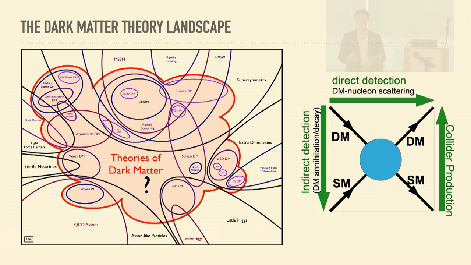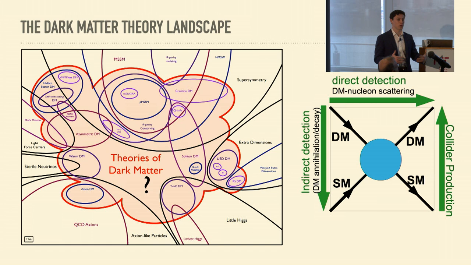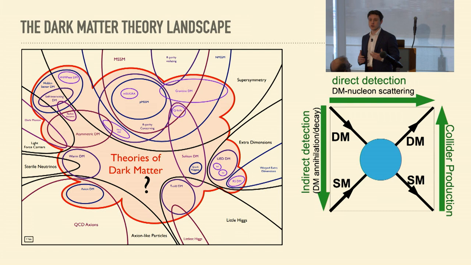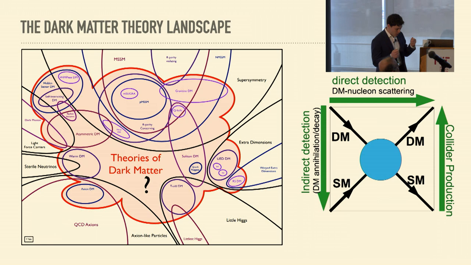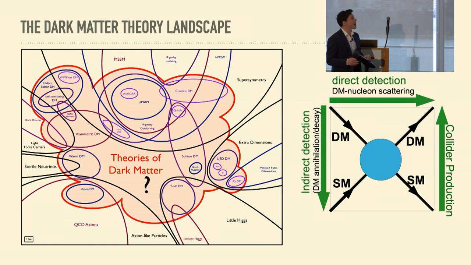But on the other hand, if you look at the plot on the left, and I don't want you to try to extract any individual meaning from these colored contours, this is trying to illustrate the landscape of dark matter models that we have out there. And really, this paradigm where we have weakly interacting massive particles at about the 100 GeV scale is but a small island inside this model space.